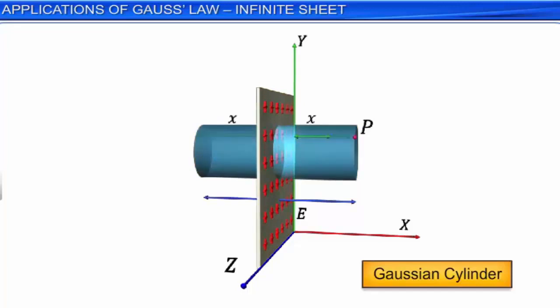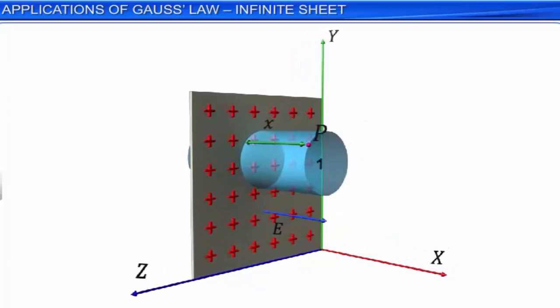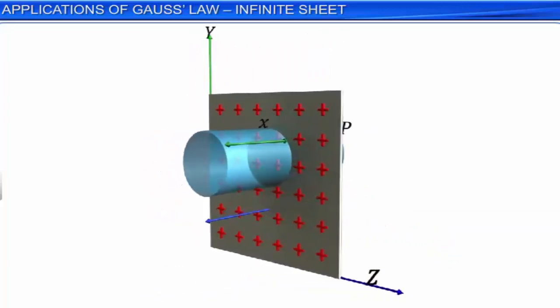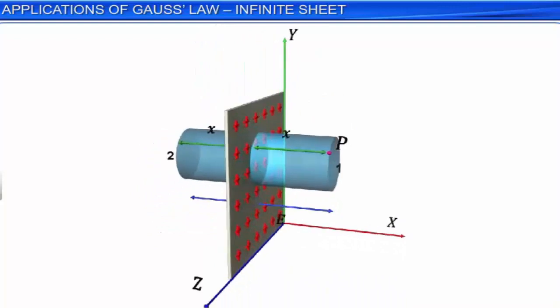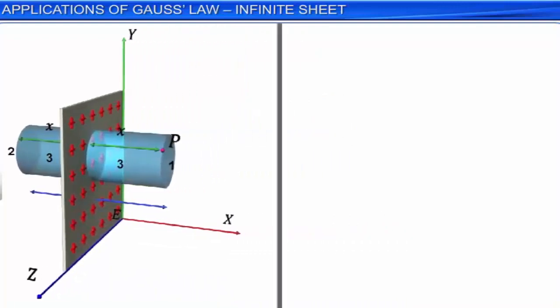Let the plane circular faces of the cylinder be marked as 1 and 2, and the curved surface of the cylinder be 3. The total electric flux, phi, through the Gaussian cylinder is the sum of the electric flux, phi1, phi2, and phi3 through the surfaces 1, 2, and 3 respectively, of the Gaussian cylinder. Let this be equation 1.